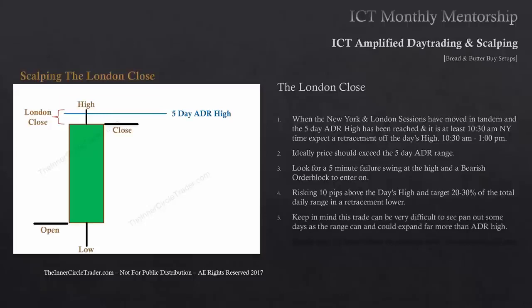Keep in mind this trade can be very difficult to see pan out some days, as the range can and could expand far more than the average daily range high. Remember, the average daily range is not a barrier. It's not a force field. It's not going to stop price. All we're doing is getting a calculation of the average expansion we've seen over the last 5 days.